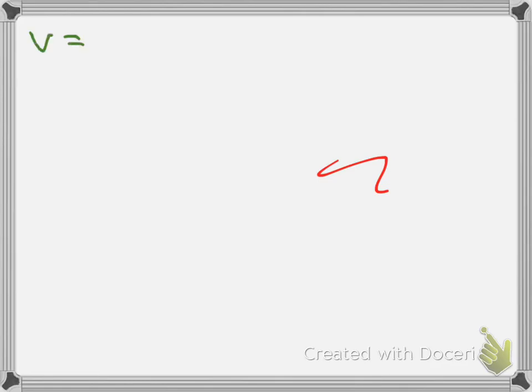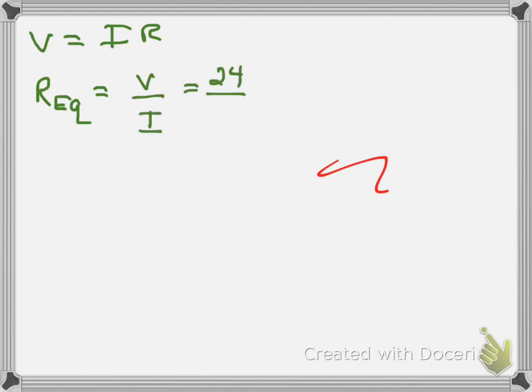V equals IR. So we said R, our equivalent resistor for the entire circuit, is V over I. And this was a 24 volt system, and it had a current, remember the variable I is for current, of 0.032 amps. Alright, so if we type that in our calculator, we will get 750 ohms for the equivalent resistance over the entire series circuit.